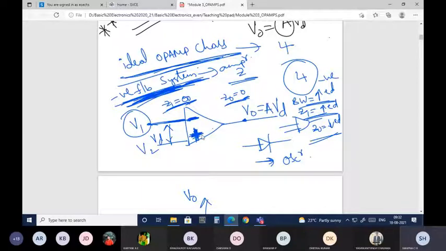Positive feedback will be used for oscillators. An oscillator is nothing but a circuit. On oscillators, you have lots of questions in the exam. An oscillator is a circuit that provides sustained oscillations. Sustained oscillations means you will have a sinusoidal signal with constant frequency and amplitude. So it will provide you sustained oscillations.